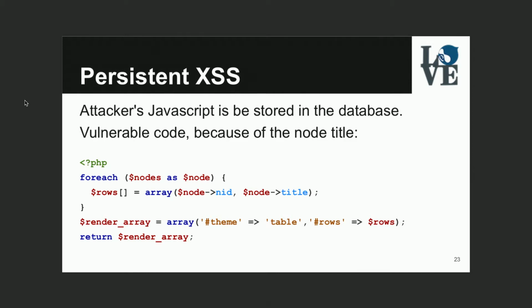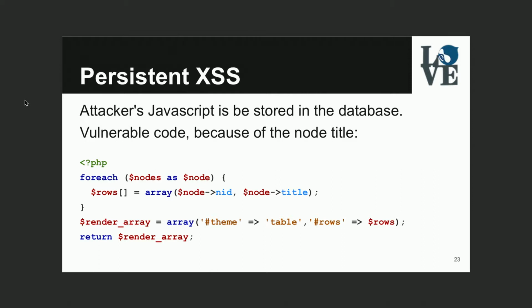Yep? Do you know if entity metadata wrapper handles that? What's that? Escaping it? I don't think so, no. In general, if you're just pulling out the node title, it's exactly what the user input.